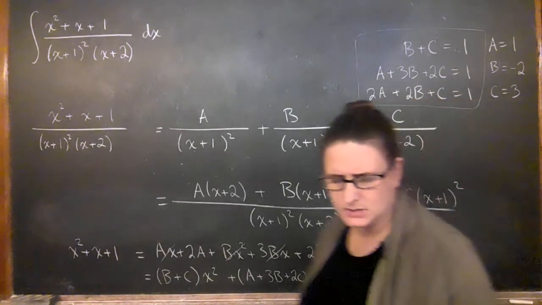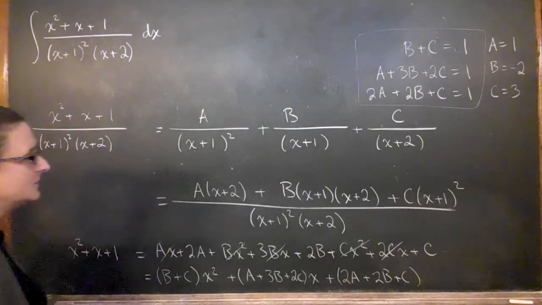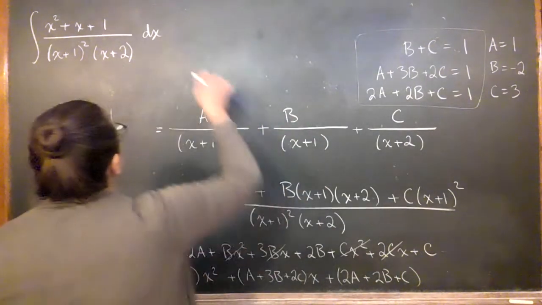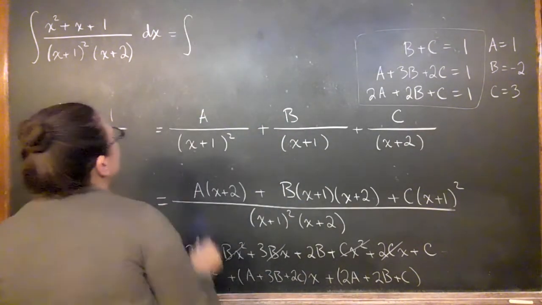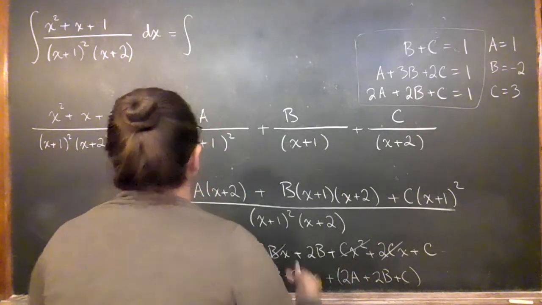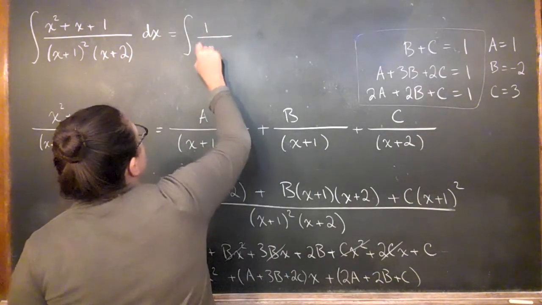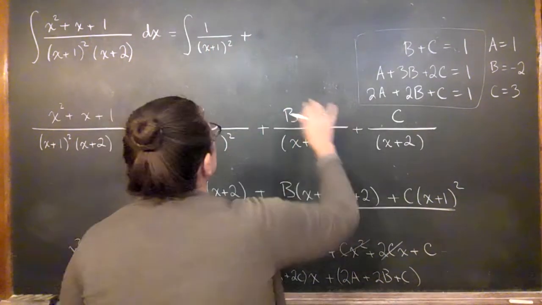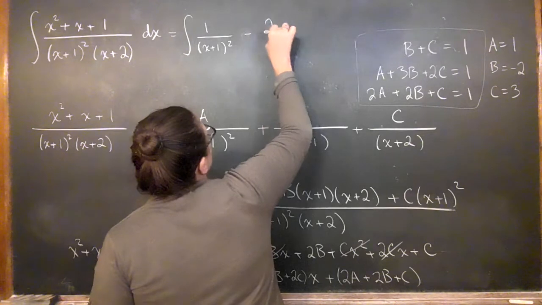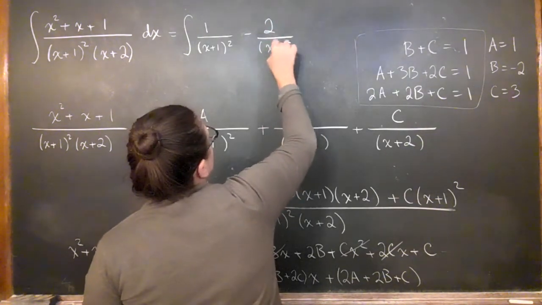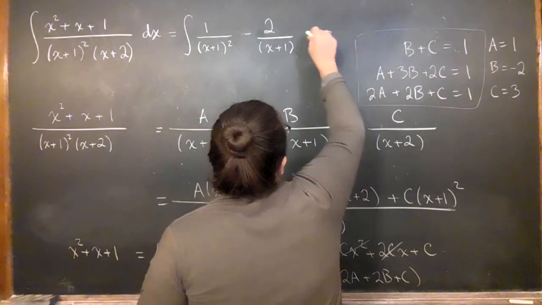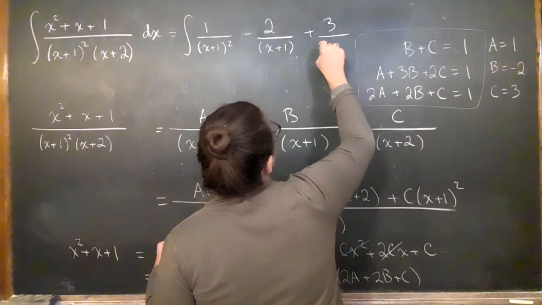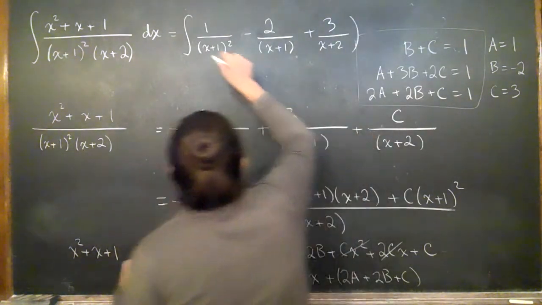Okay, so now I go back. I'm not done yet. I still have to do the integral, right? Because this is calculus. It's not this algebra stuff from high school. So I put this in here. I have 1 over x plus 1 squared, minus 2 over x plus 1, plus 3 over x plus 2 dx.